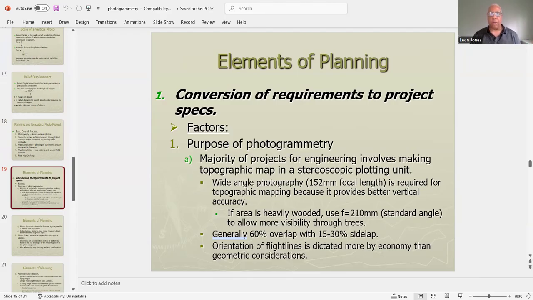When we deal with the elements of planning, we have to go into conversion of requirements to project specifications. Factors: what is the purpose of photogrammetry? The majority of projects for engineering involve making topographical maps in a stereoscopic plotting unit. Wide angle photography, 152 millimeters or 6 inches focal length, is common and is required for topographical mapping because it provides better vertical accuracy. If the area is heavily wooded, we use f equals 210 millimeters, a standard angle to allow more visibility through trees. Generally, 60% overlap with 15 to 30% side lap. Basically, orientation of flight lines is dictated more by economy than geometric considerations.